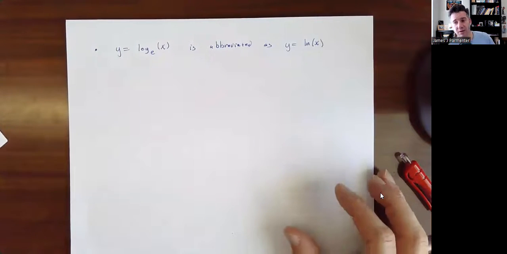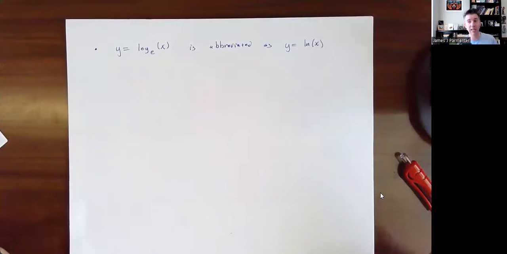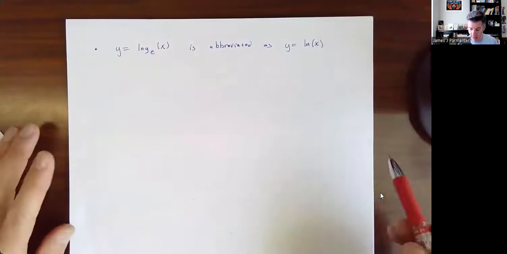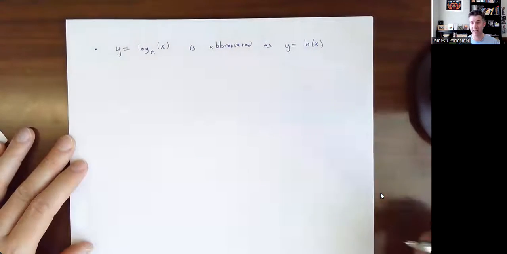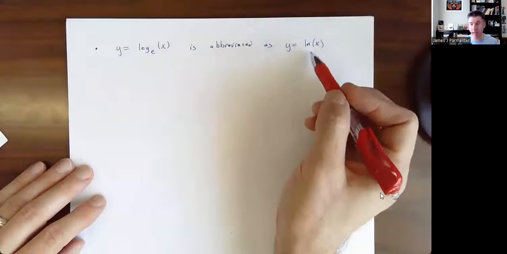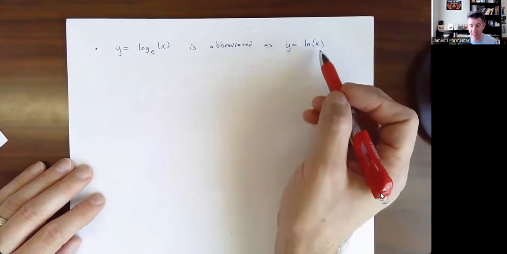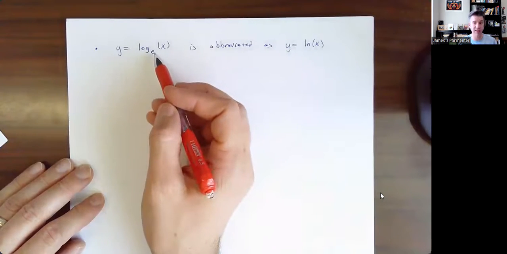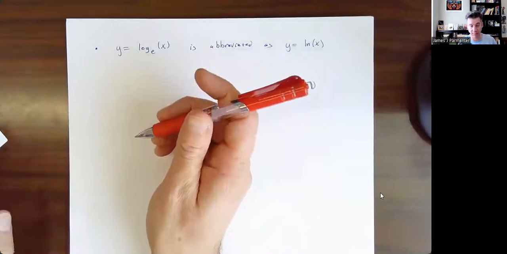Don't say ln, say natural log, or say ln. But I really have to emphasize, this is the same as that. It is just a different way of writing it. This is not special in any way. If you see this and you don't like it, just rewrite it with that. They are literally the same thing.